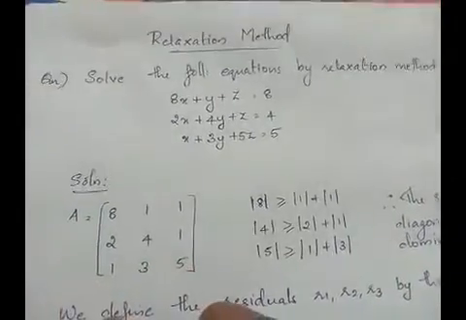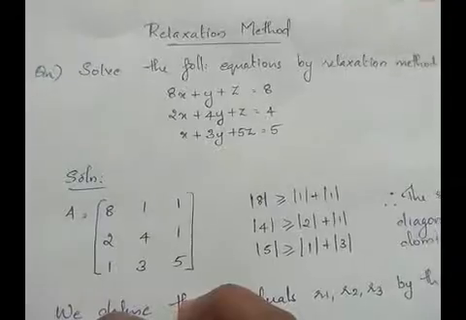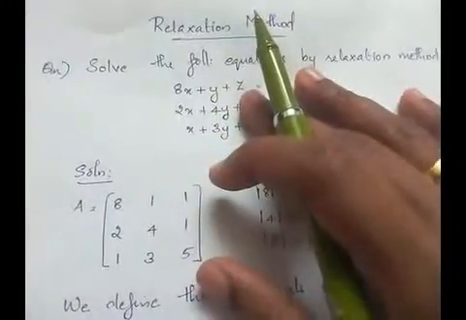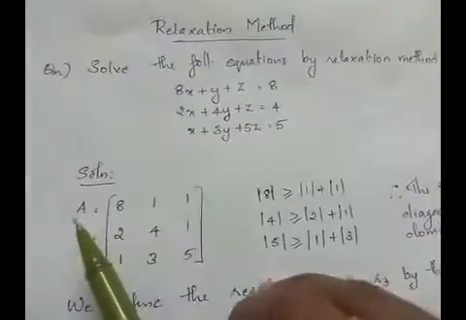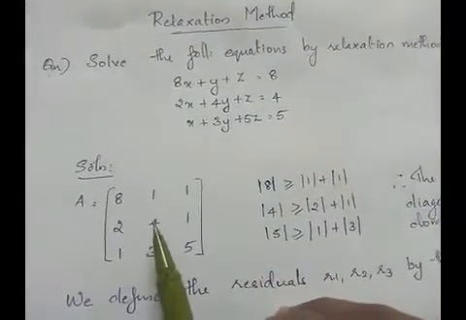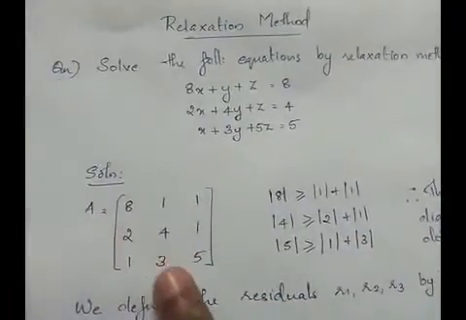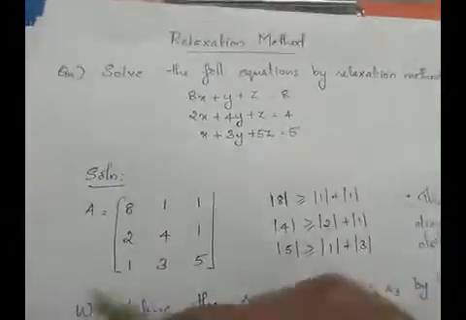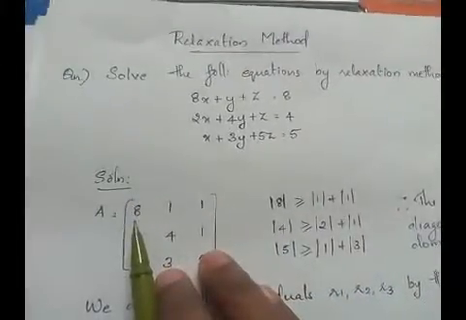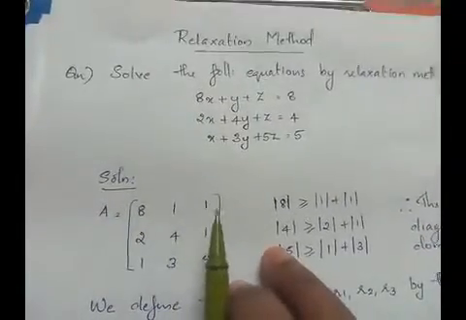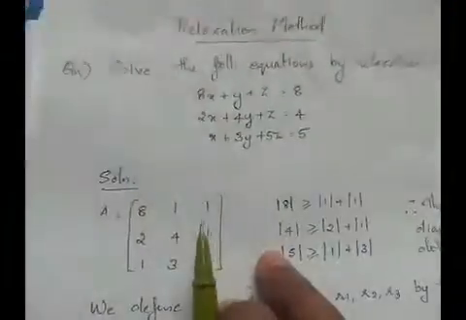First, we have to check whether the system is diagonally dominant. To check that the system is diagonally dominant, we have to write the coefficient matrix. Once you have written the coefficient matrix, check that the diagonal elements are dominant in each row. That means in the first row, the diagonal element is 8. 8 should be greater than the sum of the modulo of the other two numbers.